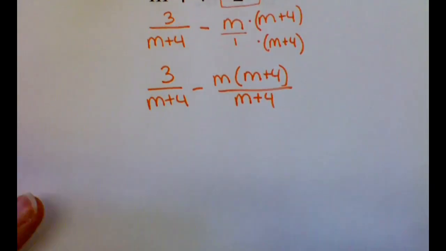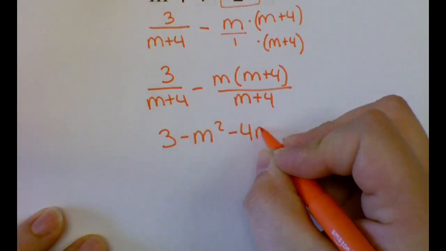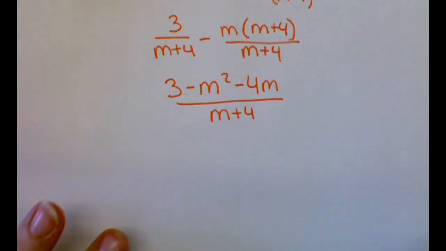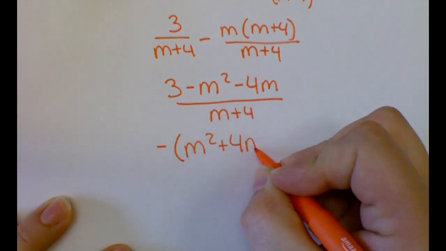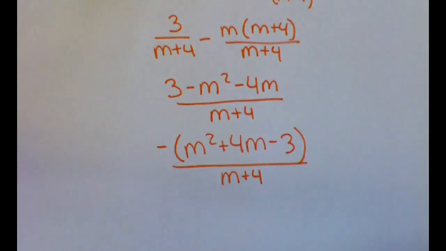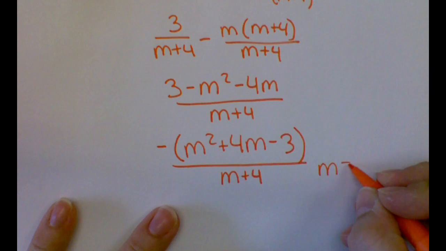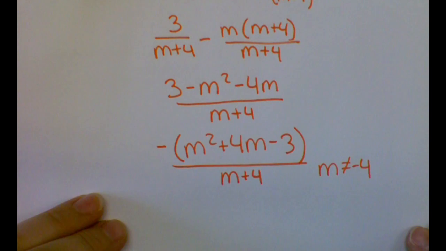Common denominator, let's distribute. 3 minus m squared minus 4m over m plus 4. And I would factor out that negative, giving me m squared plus 4m minus 3 over m plus 4. Now I say, can I factor the numerator? I don't think I can factor that. So I just say m can't equal negative 4. Make sure there's nowhere else that I had a variable in the denominator, and we're done.